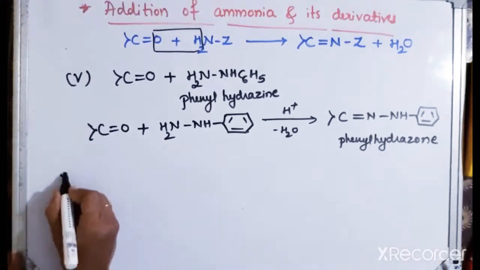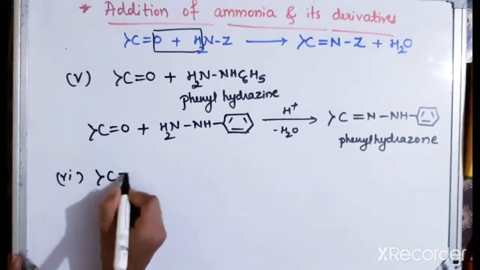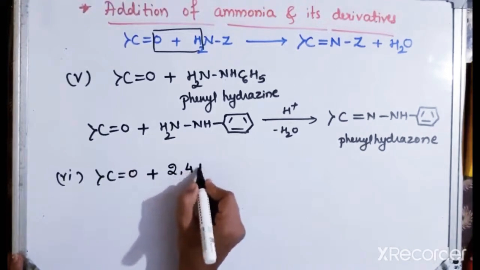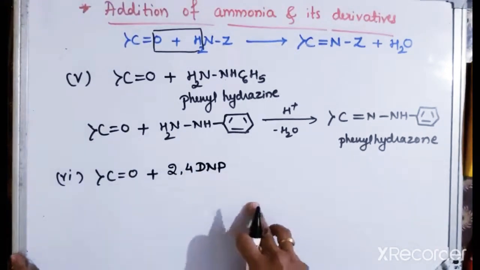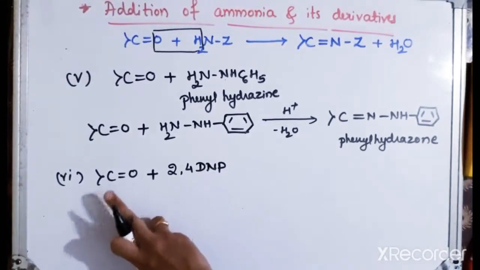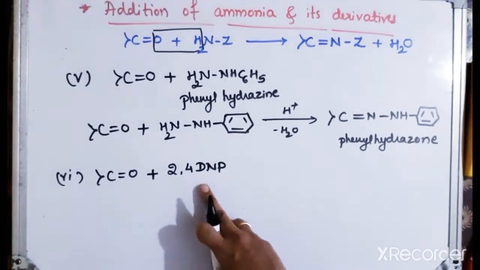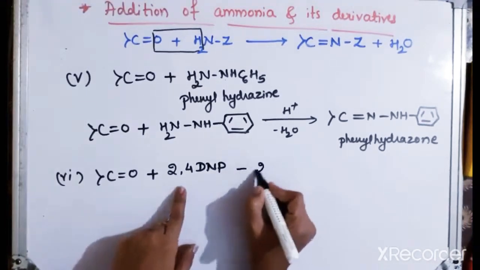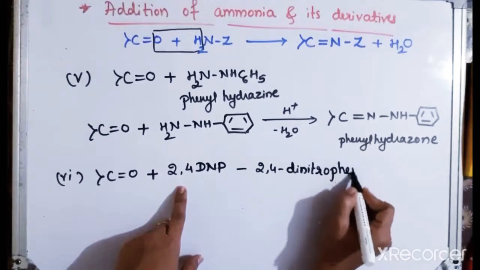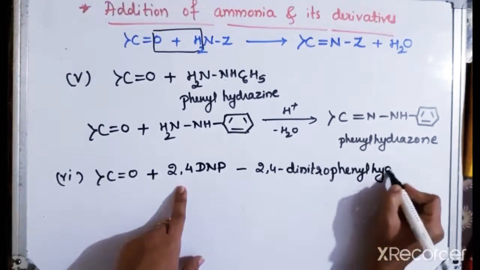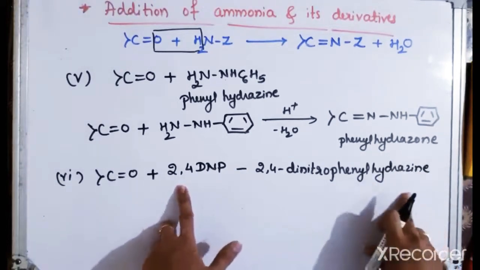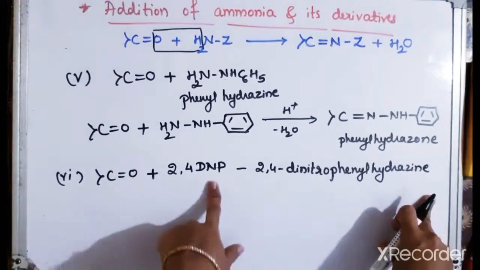The next one is aldehydes and ketones reacting with 2,4-DNP. This is very, very important, mainly for your practical examination. This test is there. Carbonyl compounds, aldehydes and ketones, react with 2,4-DNP. The full form of 2,4-DNP is 2,4-dinitrophenylhydrazine.